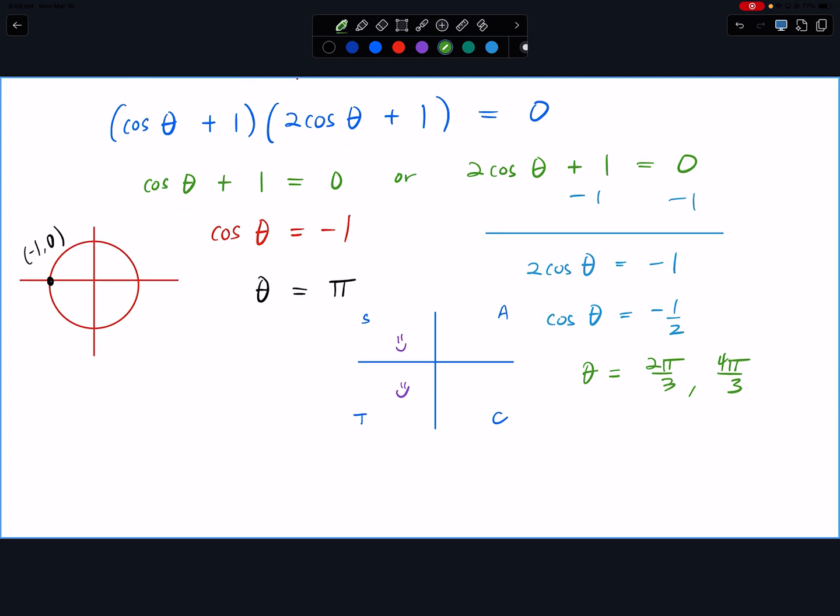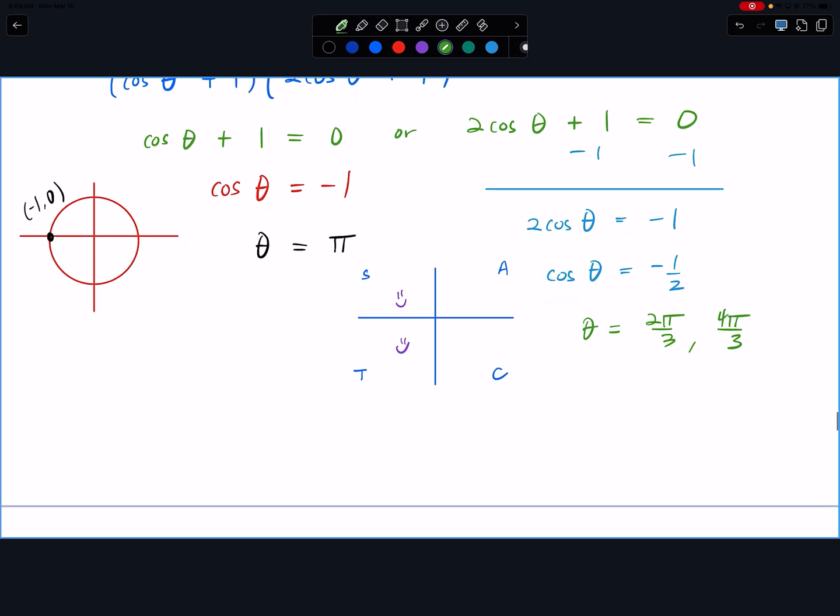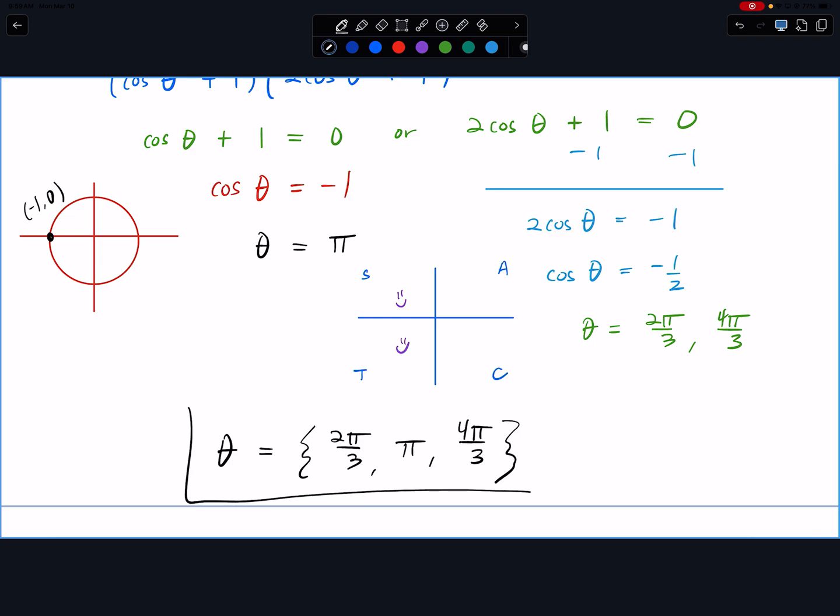Good. So which angle goes first in order in my solution set? 2 pi over 3. So my final answer is theta is equal to 2 pi over 3 and 4 pi over 3. Nice. I would put a star next to that one because something like that may be on your test or quiz, okay?